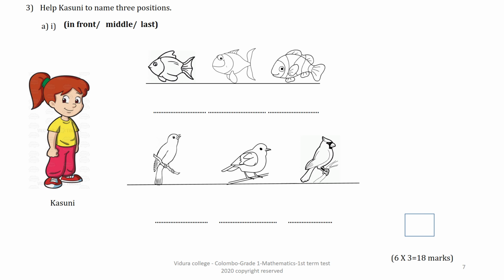Okay. Shall we go to the second one? Yes. The second line, there are some birds. There are 3 birds, and under these 3 birds, there are 3 spaces. In these spaces, you write the correct position of the bird. Okay? Shall we start? Right.